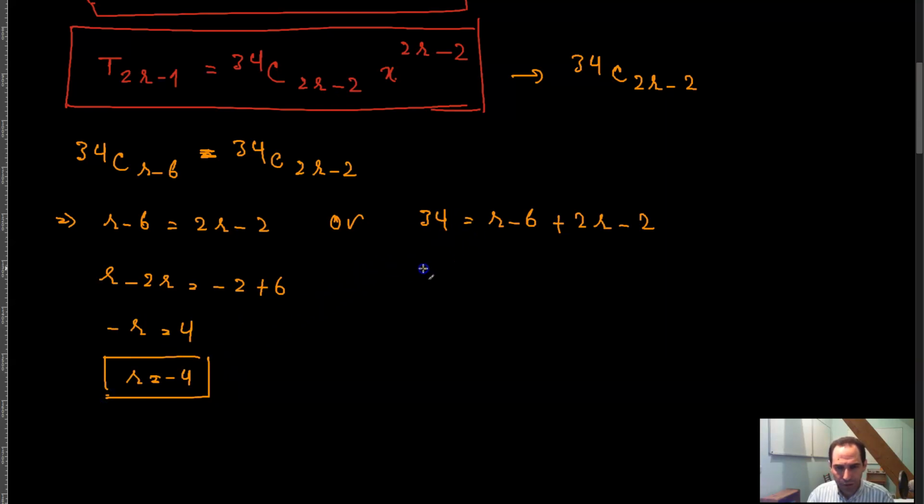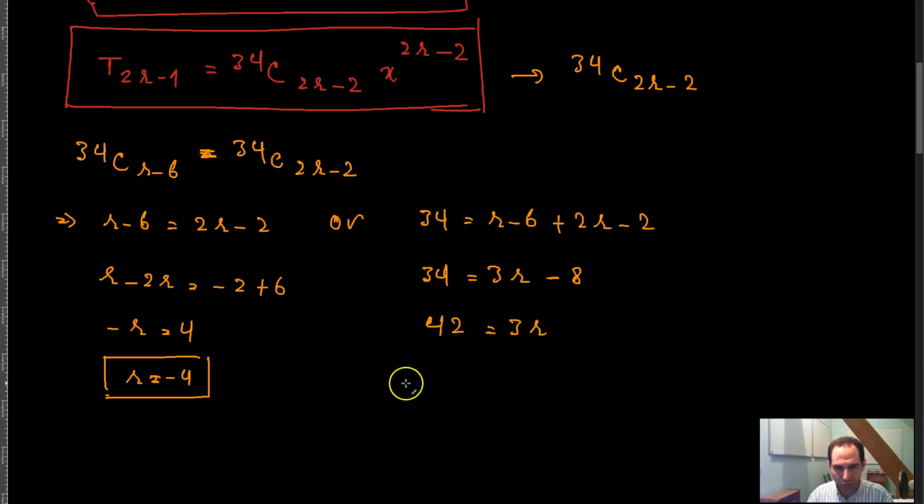But you can say that 34 is the same thing as r minus 6 plus 2r minus 2, which is 3r minus 8, right? So if I take the 8 to the other side, 34 plus 8 is equal to 42, so 42 is equal to 3r.